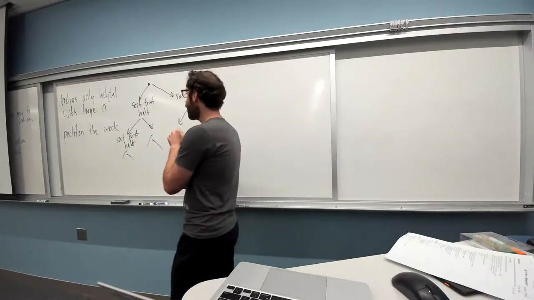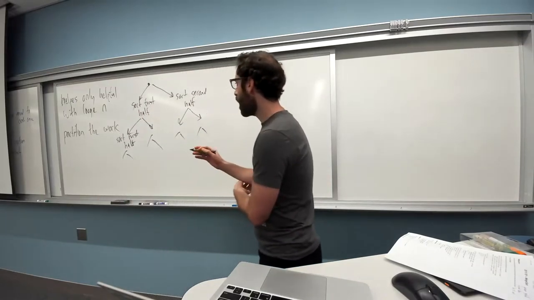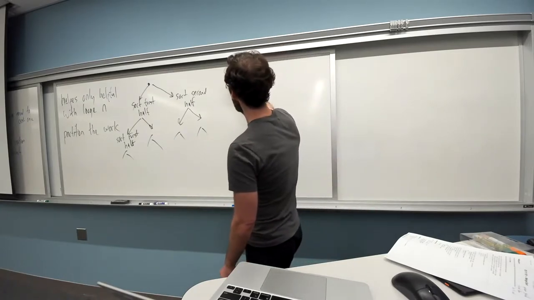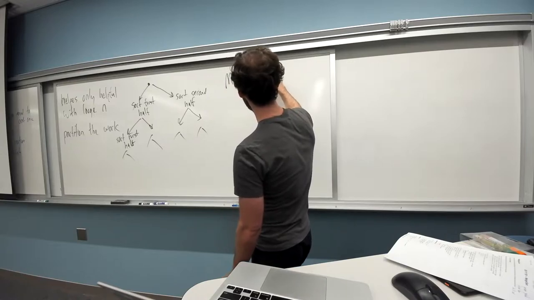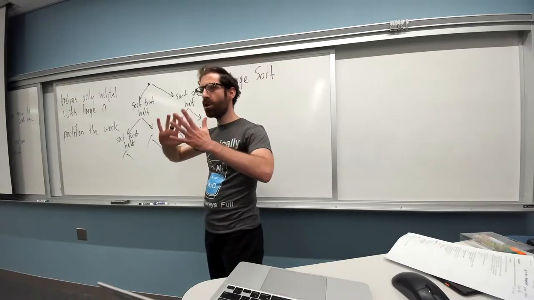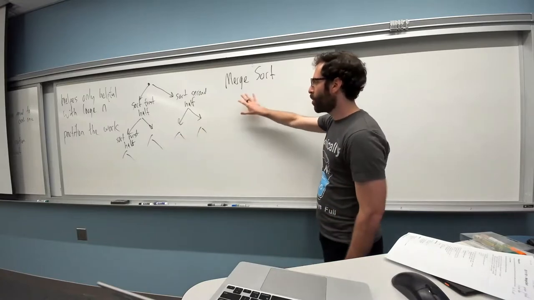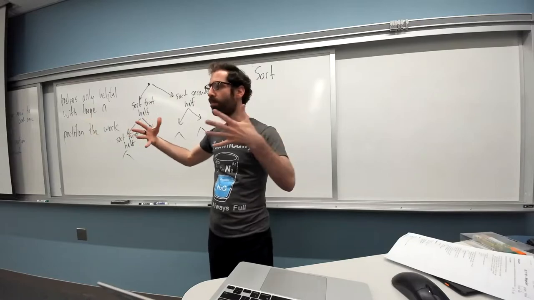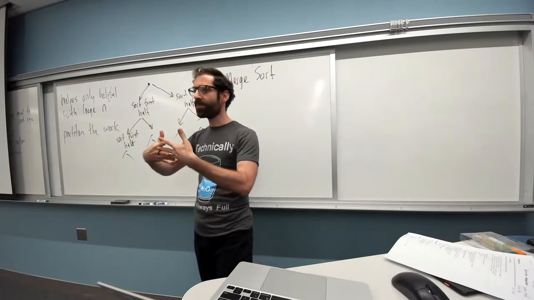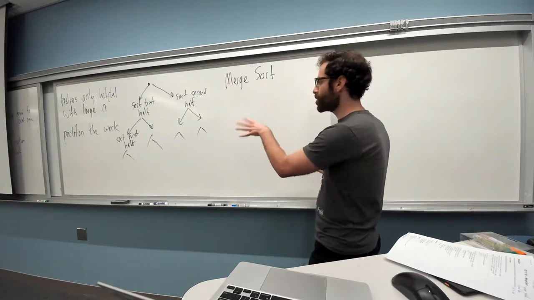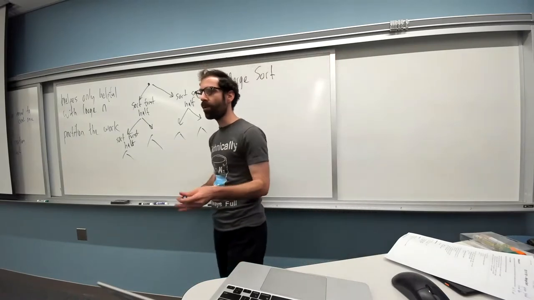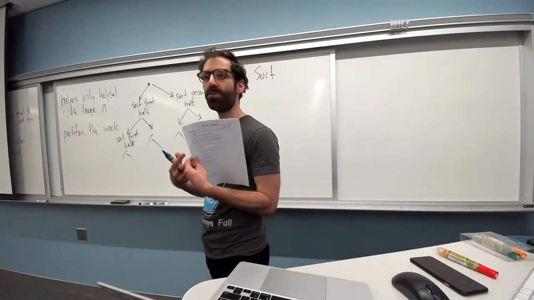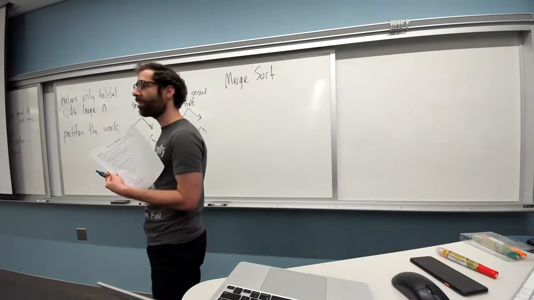This approach to sorting has a name. It is merge sort. We're going to split things up, get them sorted separately, and then merge them back together. So there's two parts to how this is going to work. The one we'll start with is, how do we merge two sorted halves together?